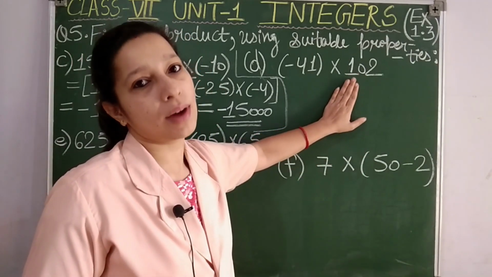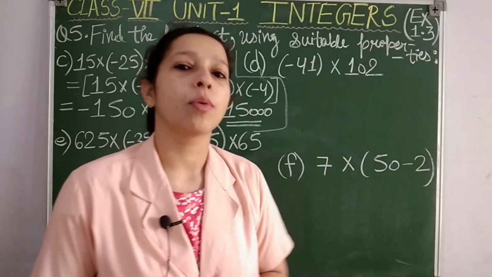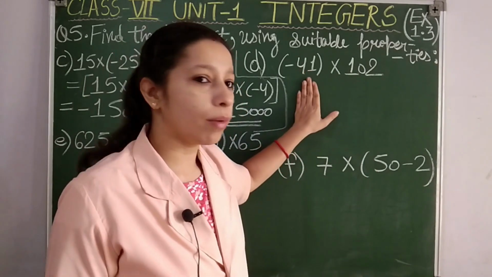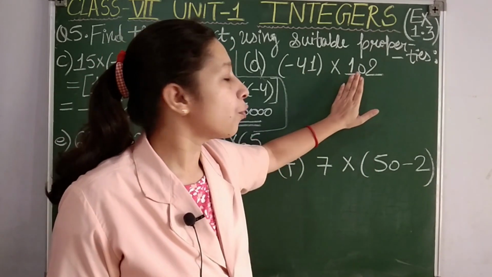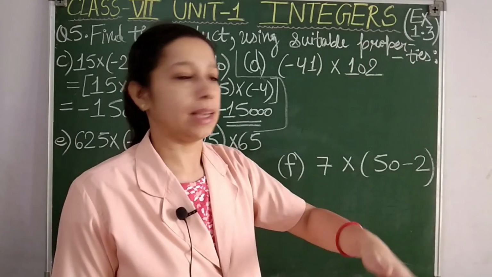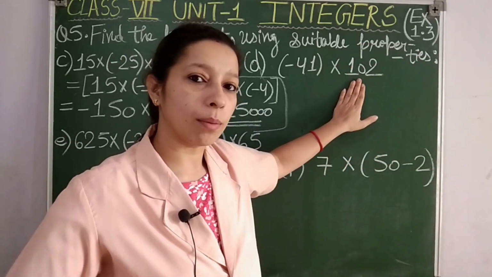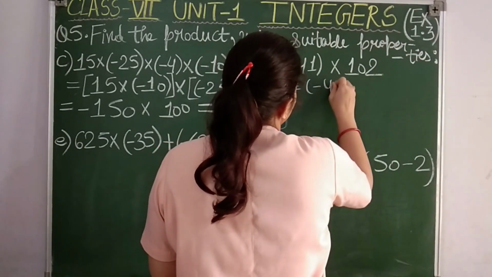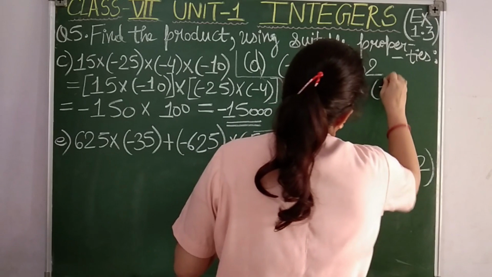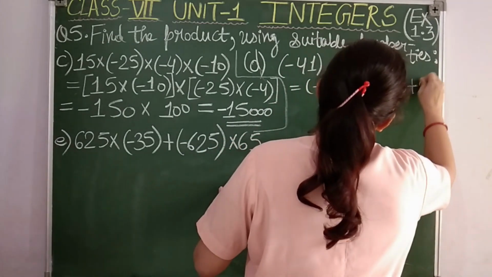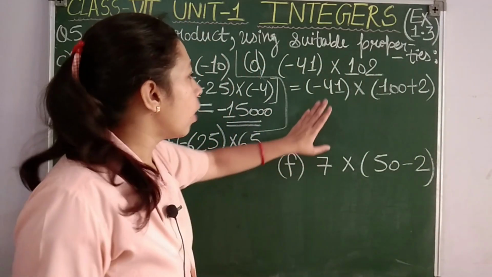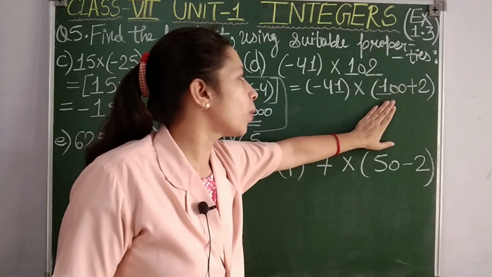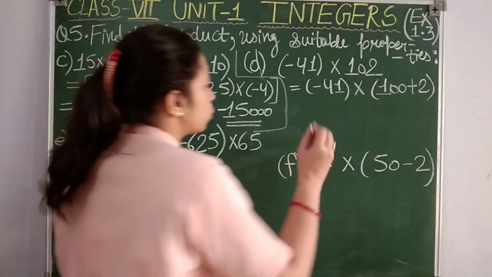See, you have to break 102 because we know distributivity property has three integers, A multiplied by B plus C. So here this will be our A. Here we have to form B and C. B plus C. How can I break 102 to get B and C both? See, 102 can be written as 100 plus 2, right? So now minus 41 is in multiplication with 102, but we have written 102 as 100 plus 2. Using which property, students?